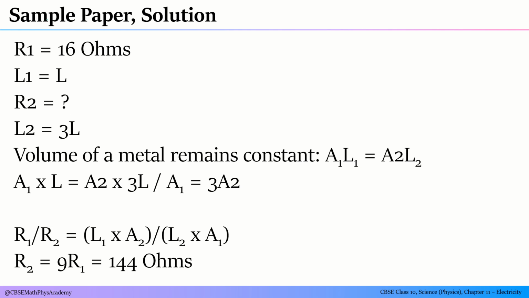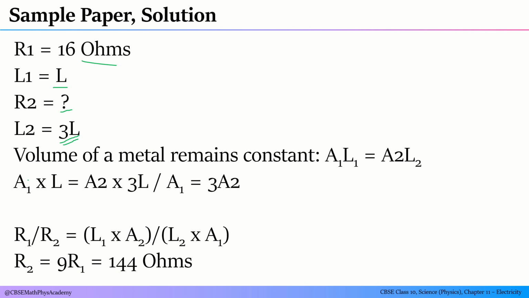So R1 is equal to 16 ohms. Length L1 is equal to L. R2 you are supposed to calculate, and L2 is equal to 3L because it is drawn to thrice the length. And the key learning is that the volume remains constant. So A1 into L1 is equal to A2 into L2.